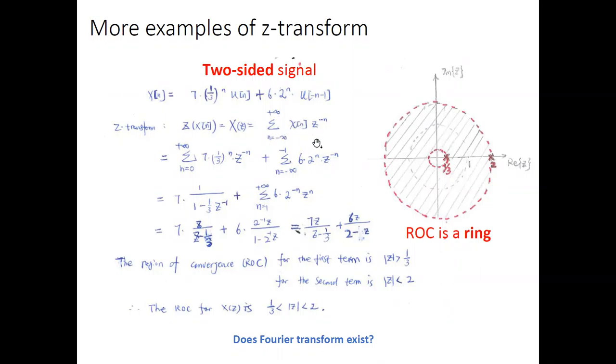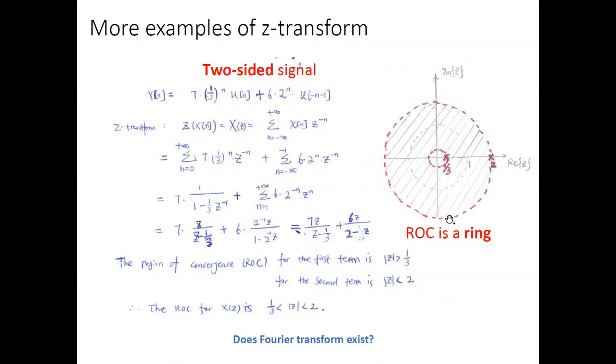And this extends our previous observation. When the signal in the time domain, x of n, is two-sided, right? It has both a right-side part and a left-side part. So this is called a two-sided signal. Then the ROCs in general are a ring between the two poles.